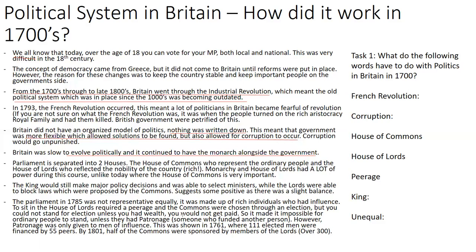So this was shown in 1761 when 111 of the elected men of the House of Commons were financed by 55 people in the House of Lords. Half of the Commons by 1801 were sponsored by members of the House of Lords. So over 300 of the MPs actually got into power because the House of Lords peers had paid for their route to power.